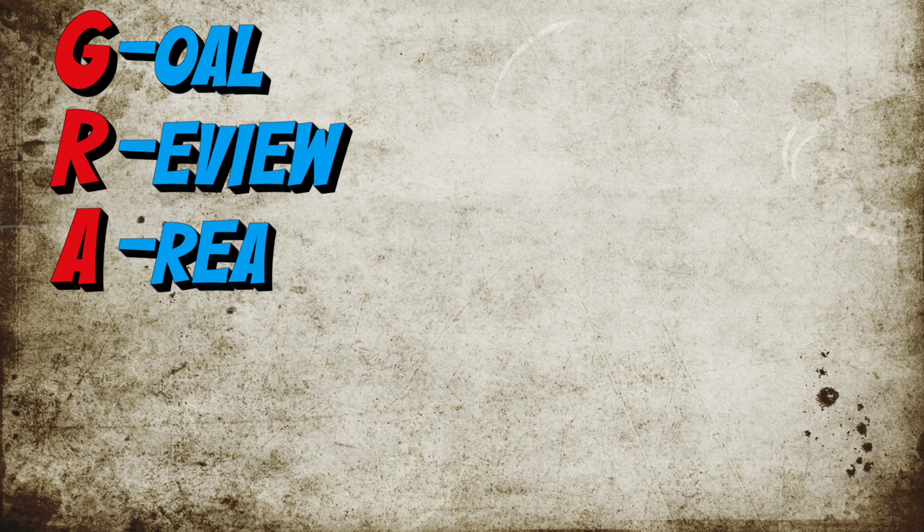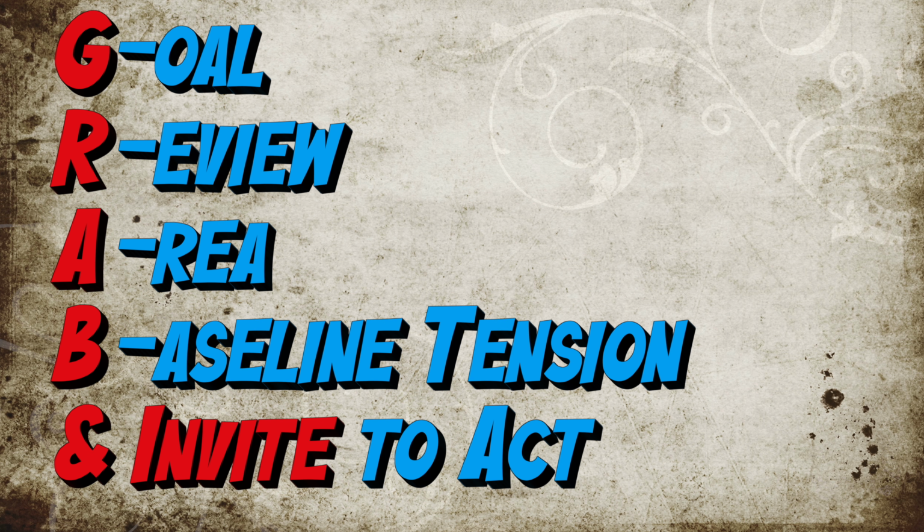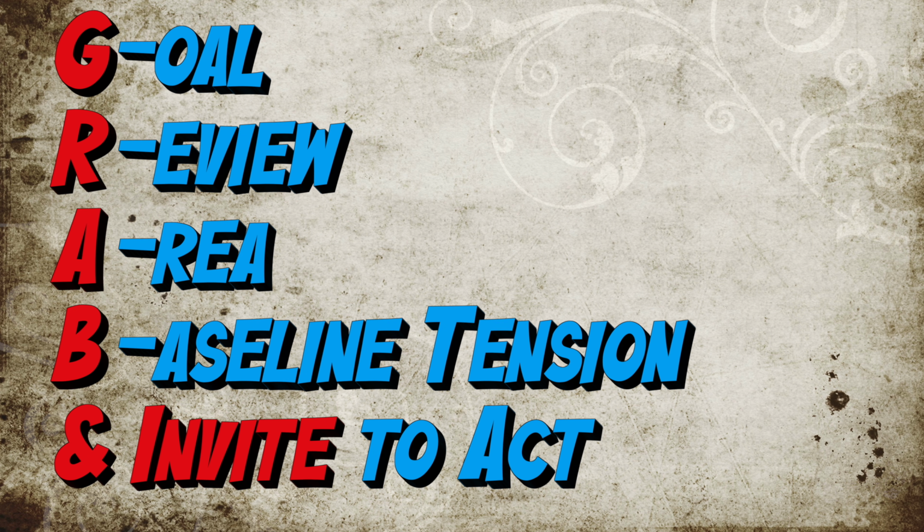So here are the basic elements of the grab and invite method: goal, review, area, baseline tension, and invite. Sorry about baseline tension. Apparently there's no tension synonyms starting with B.